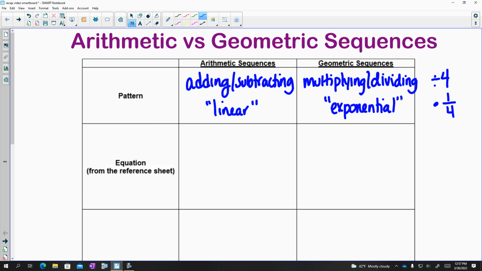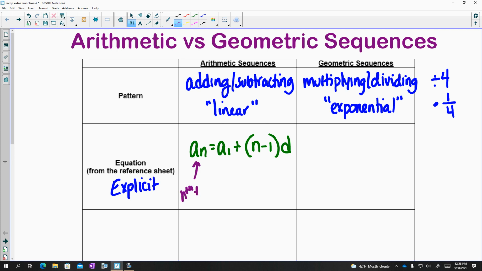Each of these has an equation for explicit formulas, and they can be found on the reference sheet. You do not need to memorize them. For arithmetic, it's a sub n equals a sub 1 plus n minus 1 times d. A sub n is the nth term, or any term I can plug in for n because n is the term number. So for example, if I'm looking for a sub 5, I'm looking for the 5th term. So a sub 1 is the first term.